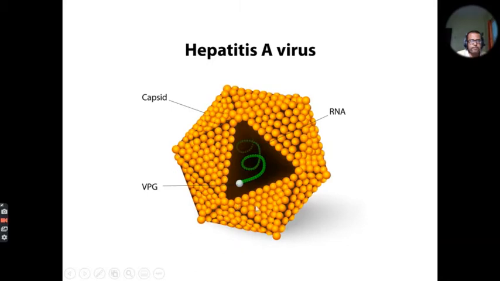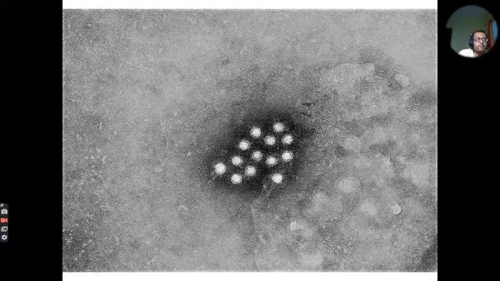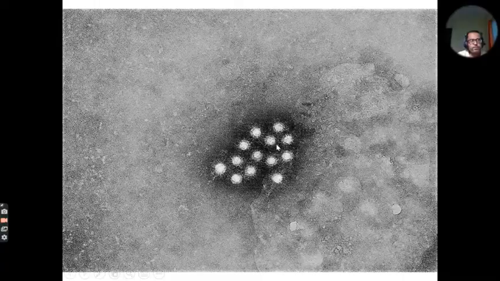This is the envelope, and in that envelope there is the presence of RNA as the genetic material. So this is the hepatitis A virus, which causes the infectious type of hepatitis in children and young adults. This is the electron microscopy photograph of this hepatitis A virus. This group is the hepatitis A virus group.